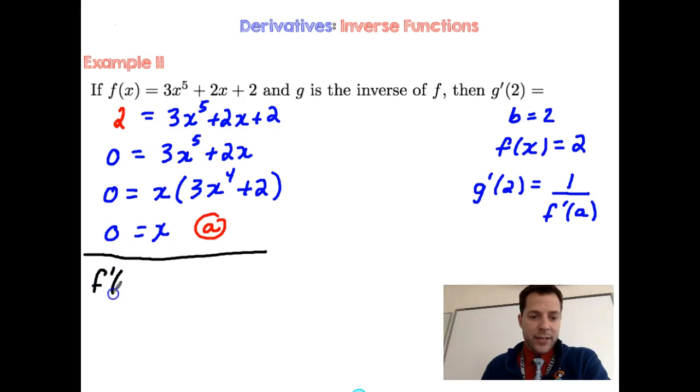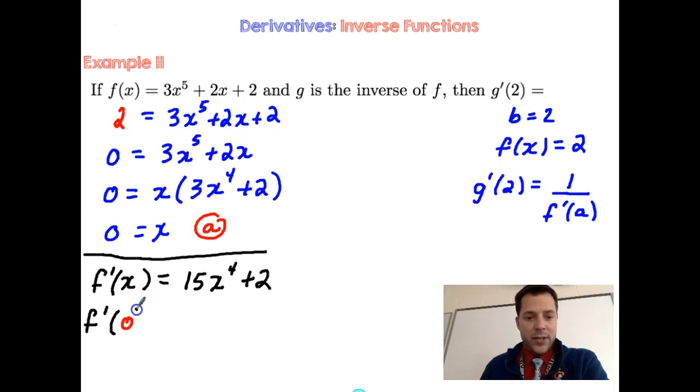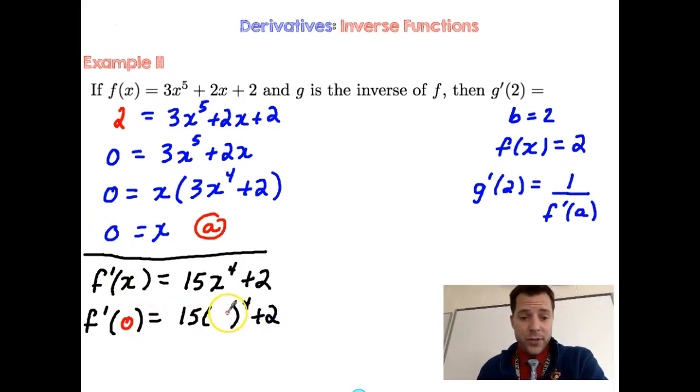F prime of x, it's the derivative of a polynomial, everybody, power rule. That derivative becomes 15x to the 4th plus 2. Okay? Let's evaluate f prime of 0, because that's what our a value is, f prime of a, f prime of 0. So I go ahead and do that, and wherever I see an x, I'm plugging in a 0. So hopefully you can see that this is just going to be 2. So our answer there is 2.